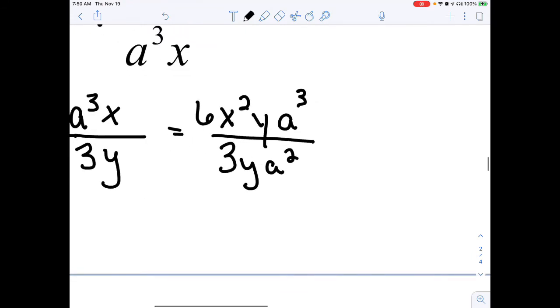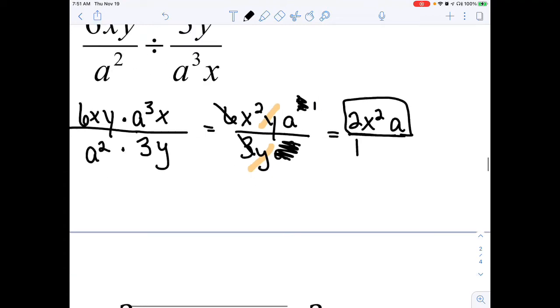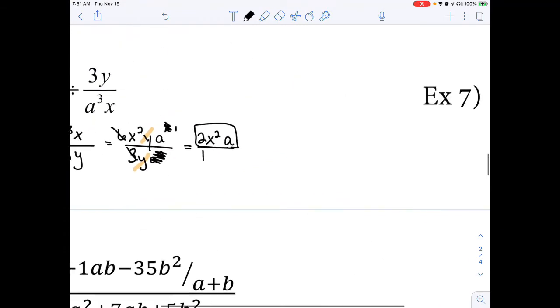Now I'm going to go ahead and cancel. So I know 6 and 3 becomes 2 over 1. The x squared is the only x squared. This y cancels with this y. And the a's, these two a's go away. This a turns into a 1. That's my answer. The 1 in the denominator is not significant for my final answer.